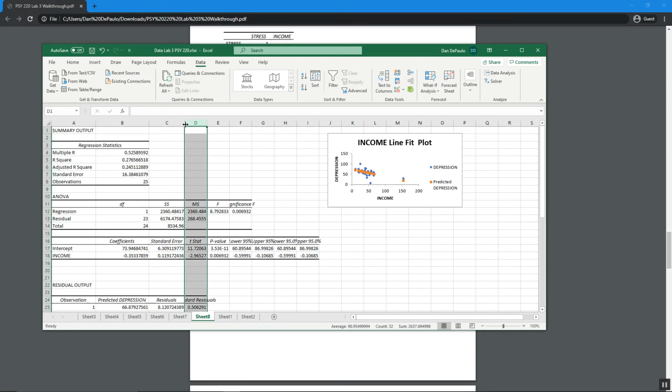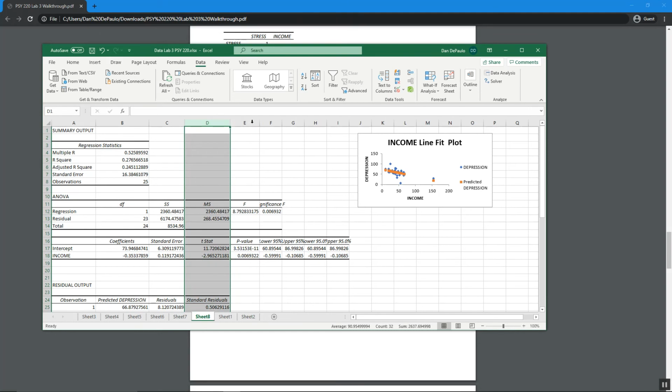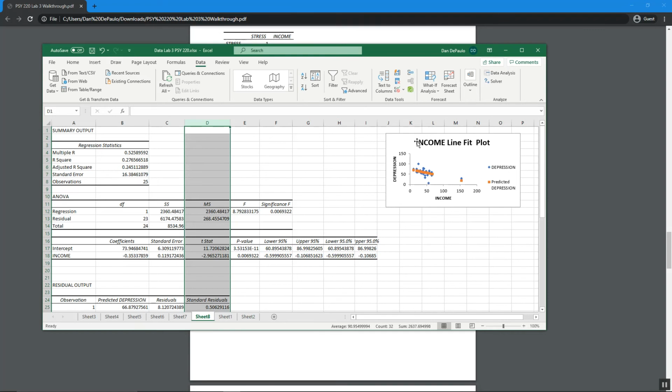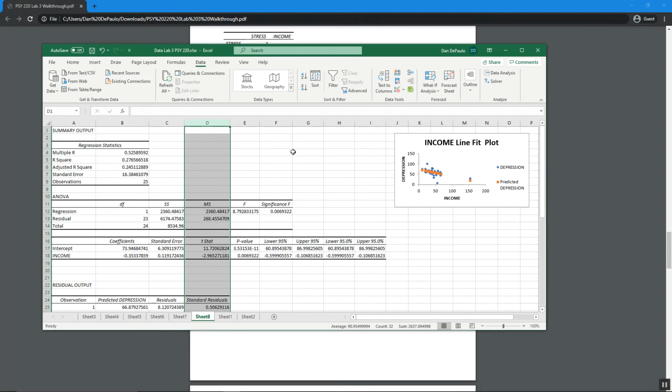I'm just double clicking between the columns to space it out so I can read the whole thing, because it's kind of smushed together. This is my R. When I have one predictor and only one predictor, this is the same as the correlation. So the correlation is 0.52.